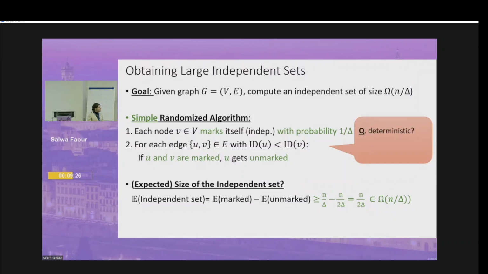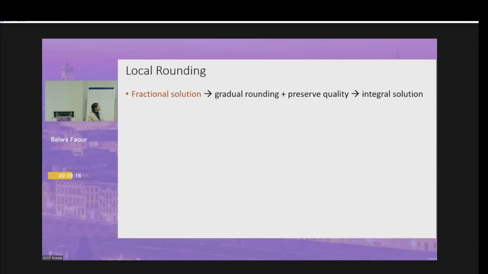So we want a deterministic algorithm that achieves this goal. And to do so, we're going to de-randomize this algorithm via local rounding. So let's see a little bit how to do so. Step 1, we want to find a fractional solution. Let me describe this fractional problem that I'm talking about here.